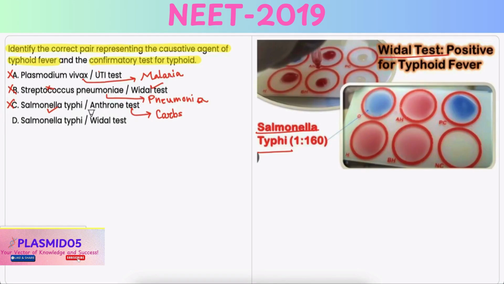Option D, Salmonella typhi and Weidel test. Now, Salmonella typhi is the bacterium which is responsible for typhoid fever. And as already mentioned, the Weidel test is the confirmatory test that detects specific antibodies against Salmonella typhi in the patient's blood, thus confirming the typhoid fever. Hence, it is the correct option.